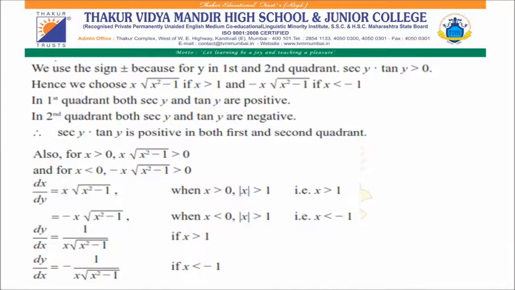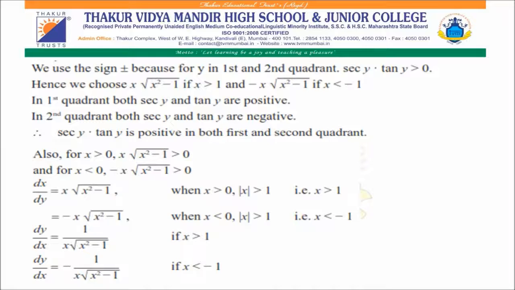We use the plus minus sign because for y in the first and second quadrant, sec y into tan y is greater than 0. Hence, we choose x under root x square minus 1 if x is more than 1, and minus x under root x square minus 1 if x is less than minus 1. For x more than 1, we choose x under root x square minus 1, and for x less than minus 1, we choose minus x under root of x square minus 1.